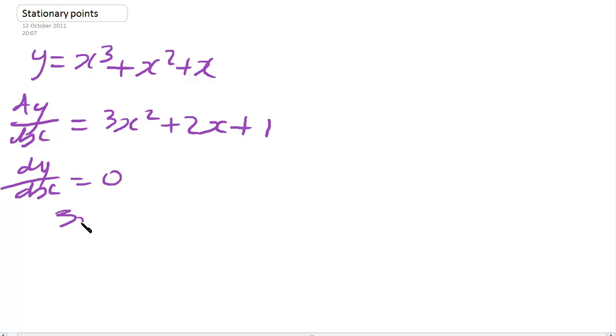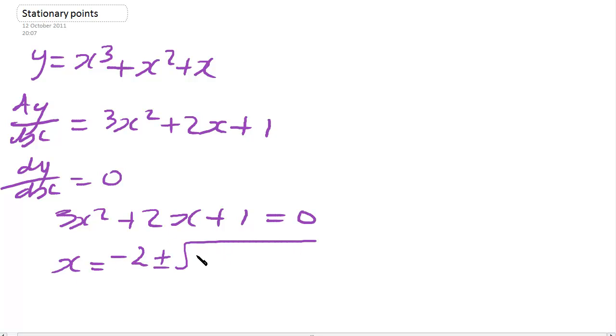So therefore 3x squared plus 2x plus 1 equals 0. I can't see immediately how to factorise this, so I'm going to use the quadratic formula. So x equals minus b, so it's minus 2, plus or minus the square root of b squared, so that's 2 squared, minus 4 times a times c. Sorry, a is 3, c is 1. All over 2 times a.